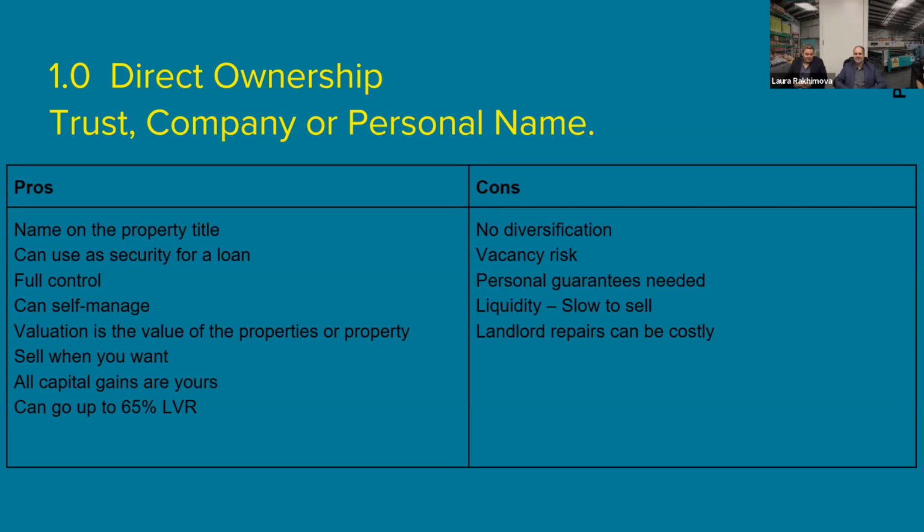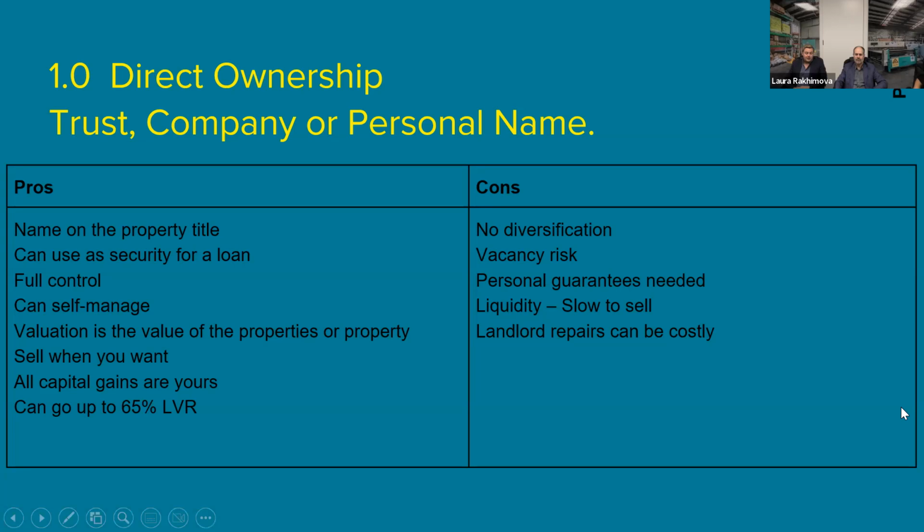The cons with this kind of method of direct ownership is there's not much diversification. With exposure to property funds or different bigger vehicles, you get more exposure to multiple assets. When you've got your own single property or multiple properties, you've got limited diversification based on the amount of properties that you own, your own portfolio.